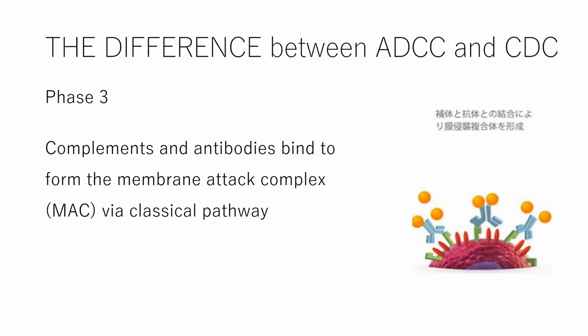In phase 3, complements and antibodies bind to form the membrane attack complex, MAC. It is conducted by classical pathway. More specifically, when C1q is fixed to the Fc portion of target-bound antibodies, it triggers the activation of classical complement cascade and leads to the formation of the MAC, which forms pores causing the lysis of target cells.